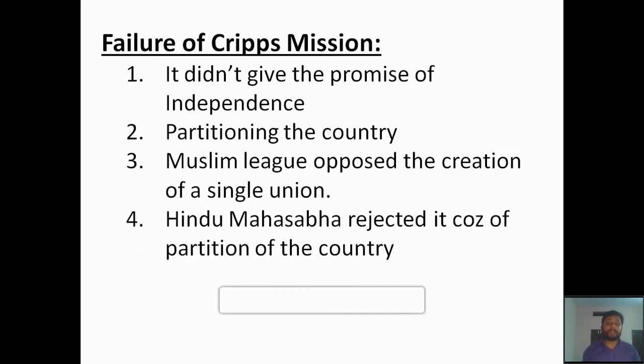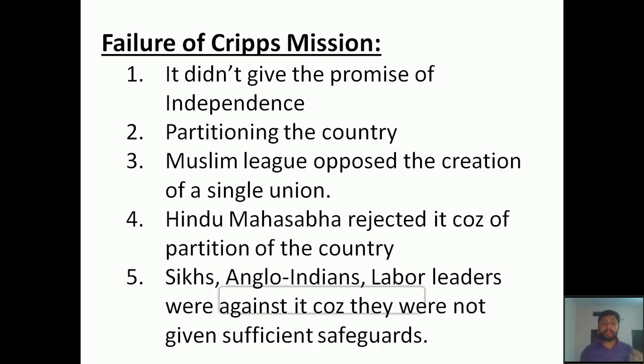And the fourth one says that the Hindu Mahasabha rejected it because of the partition of the country. When the Muslim League was demanding partition, the Hindu Mahasabha rejected it because it was pointing towards the partition of the country. Especially here it means the different princely states. For them, permission was granted to remain as a princely state or an independent administrative or ruling territory, it was possible. So that's why the Hindu Mahasabha rejected the Cripps Mission.